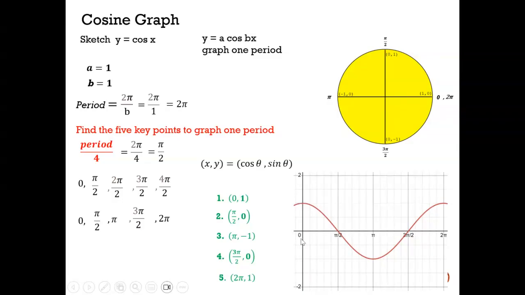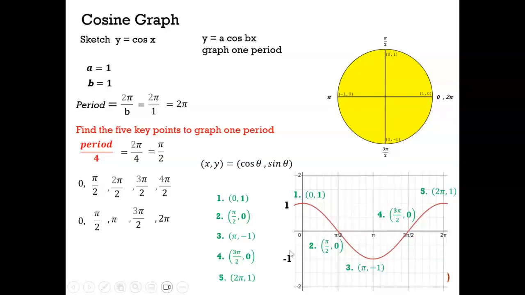So the amplitude will be from negative 1 to 1. My first point will be 0, 1. My second point will be pi over 2, 0. My third point will be pi, negative 1. My fourth point will be 3 pi over 2, 0. And my fifth point will be 2 pi, 1.